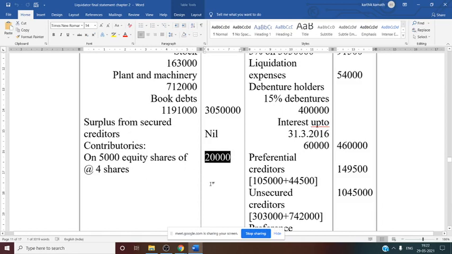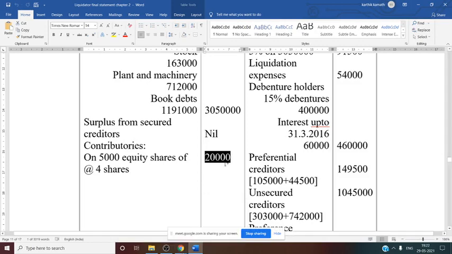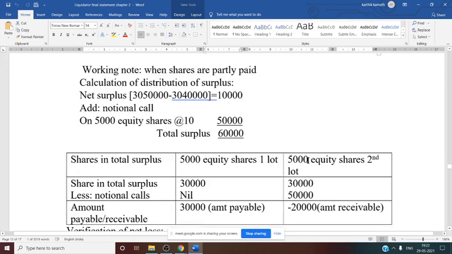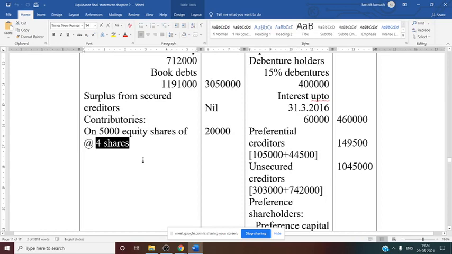30,000 minus 50,000. 30,000 is the actual amount payable to the holder, but we made a notional call and there is now an excess amount of 20,000 which is to be returned by the shareholder to the company. So that is 20,000 we have written under contributory. Again now we have to see for the second lot how many shares are there. Second lot also in this problem has the same shares, no problem, 5,000 shares. So now 20,000 divided by 5,000, you will get 4 rupees per share. So you have to write like this: on 5,000 equity shares at rupees 4 per share, you will get 20,000.